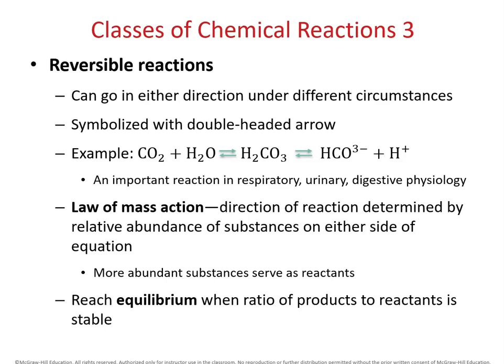Oftentimes, reactions are reversible. Depending on the circumstances, we can go one way or another way, and we show this by double arrows. Okay, so let's imagine a scenario. We have a patient who has a high amount of carbonic acid in the blood. This can happen when a person experiences hypoxia. They aren't getting enough oxygen.